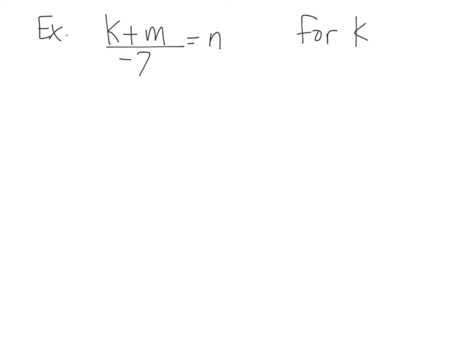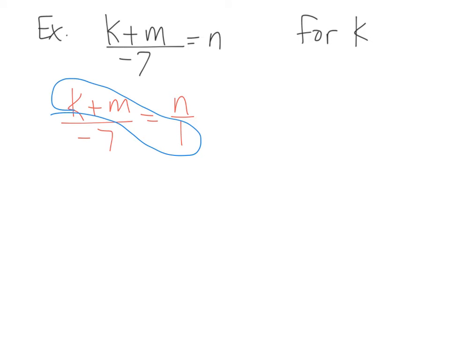So this problem's a little more tricky. So they gave me k plus m over negative 7 is equal to n, and they want me to solve for k. So my first thing is, I'm going to write this like this. K plus m over negative 7 is equal to n over 1. And I write it that way because this is a problem where I'm going to want to use my cross multiplication skills, which I always circle to know what I'm cross multiplying.